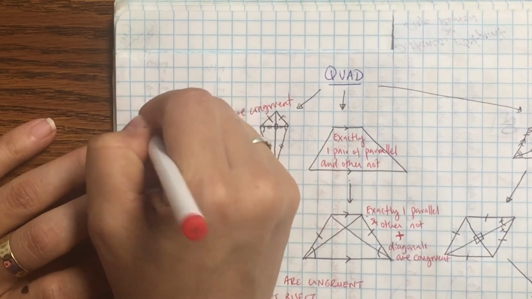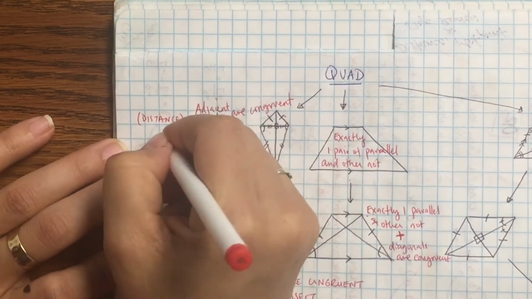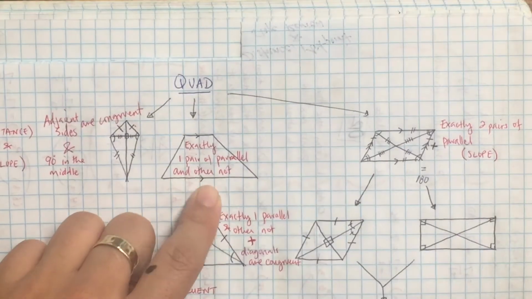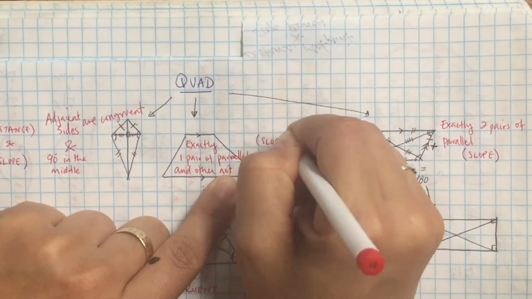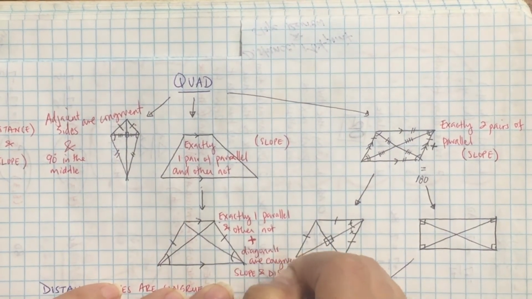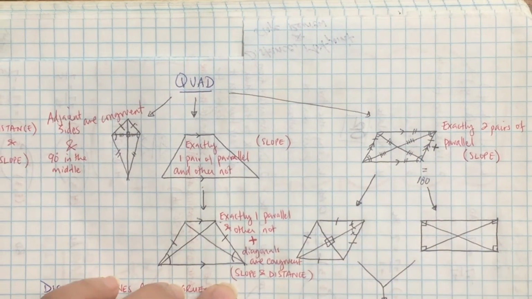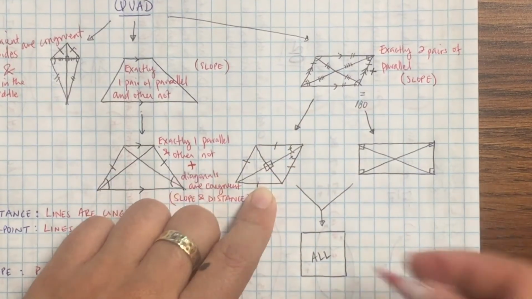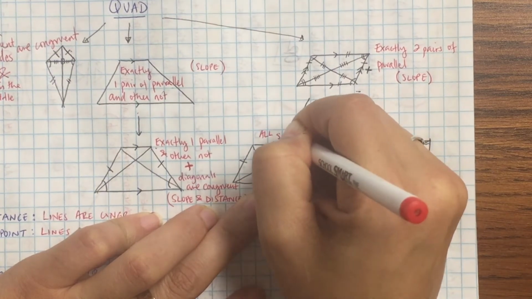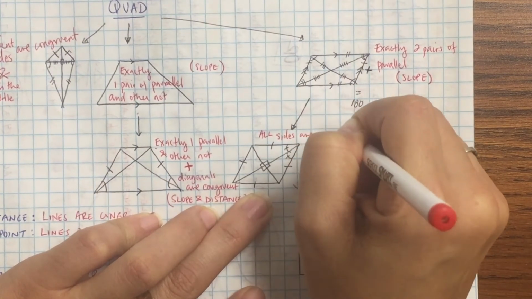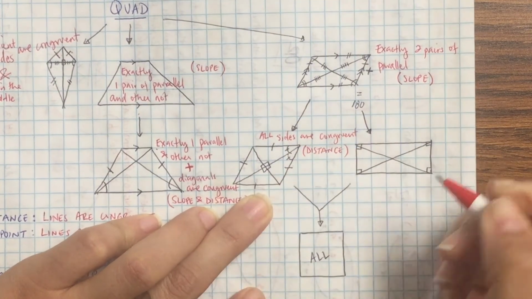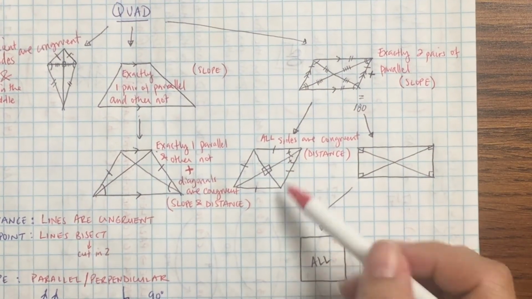So let me actually go back and correct these. Adjacent sides are congruent is distance, and 90 in the middle is going to be slope. Exactly 1 pair of parallel lines, that's going to be slope, and also diagonals are congruent, that's going to be distance. So these are the formulas that we're going to need. Alright, so then a rhombus, you can prove all the sides are congruent. Now, if you prove all the sides are congruent, that's also going to prove a square. And that has to do with distance. Remember, a square is a rhombus.